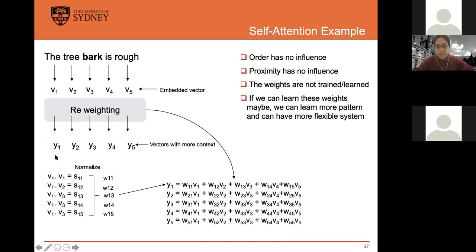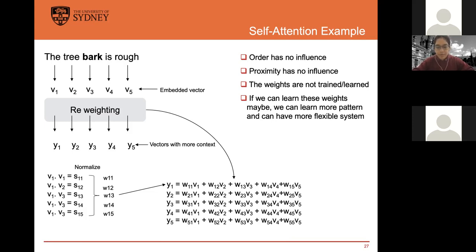So you can calculate this for each vector. For v1, you get a y1. For v2, you get y2. Again, when you consider v2, all this will be v2, and you will have scores like S21, S22, S23, and so on. And you get all these vectors. So these vectors will have some more context to it.